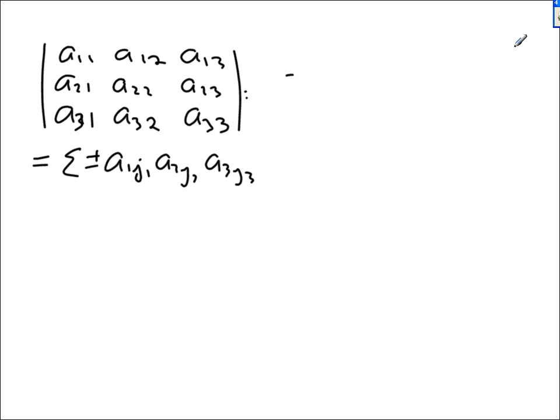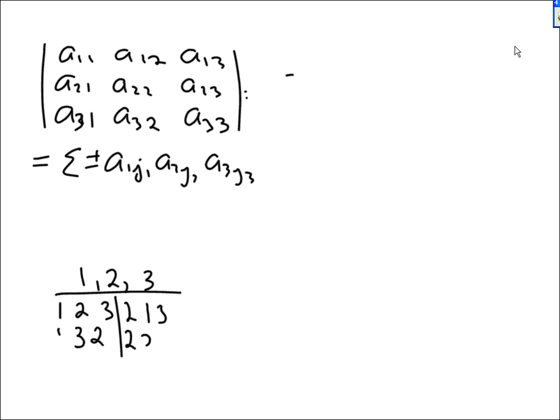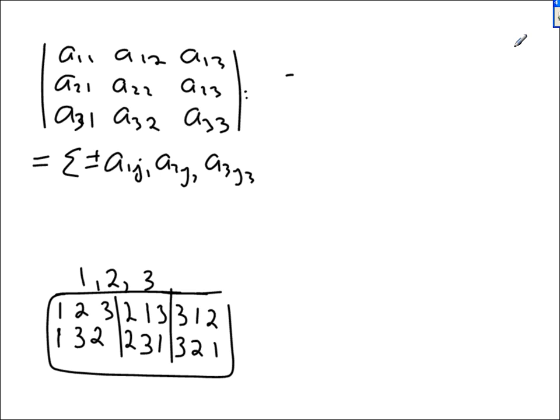Well, the columns are 1, 2, and 3. There are 3 columns. What are the permutations of 1, 2, 3? Well, you can have 1 and then 2 and 3, or 1 and then 3 and 2, or 2 first and then 1 and 3, or 2 first and then 3 and 1. Or 3 first and then 1 and 2, or 3 first and then 2 and 1. Nonetheless, these are the 6 permutations.